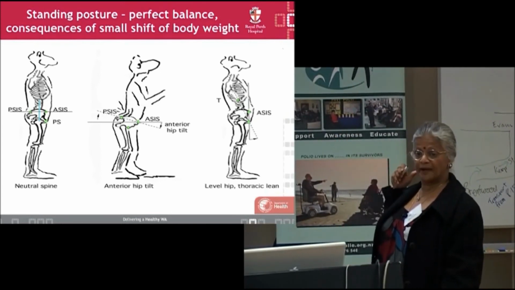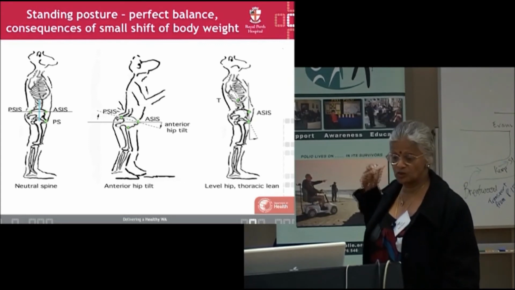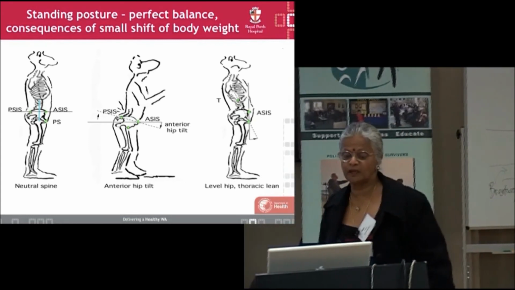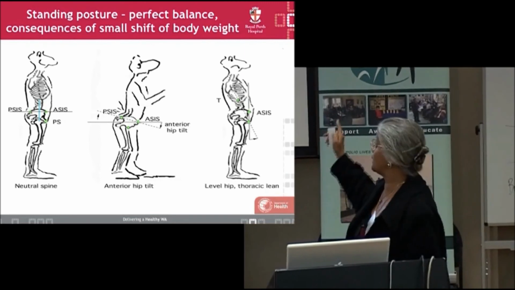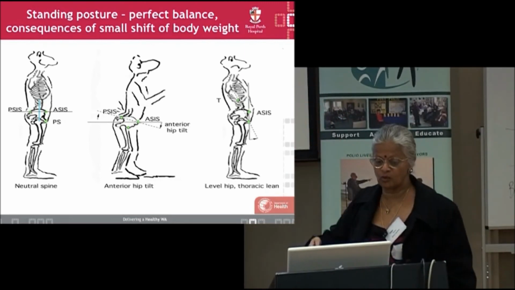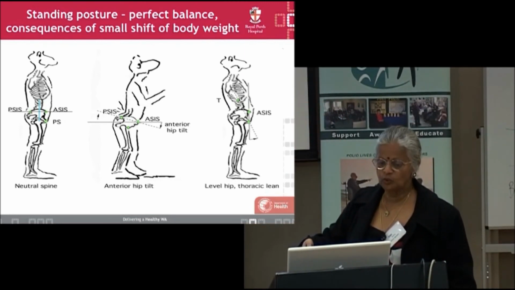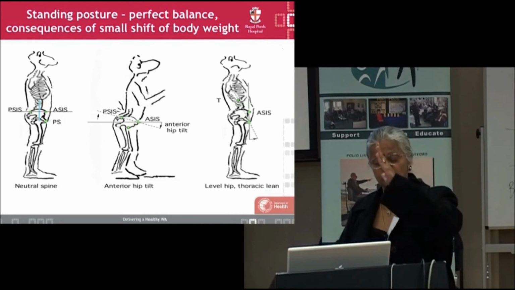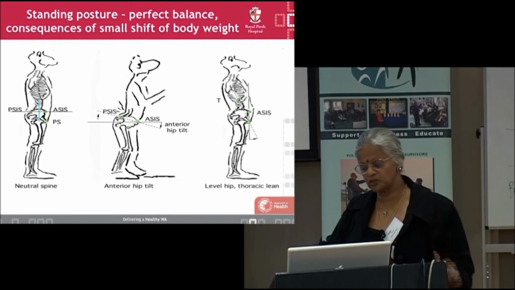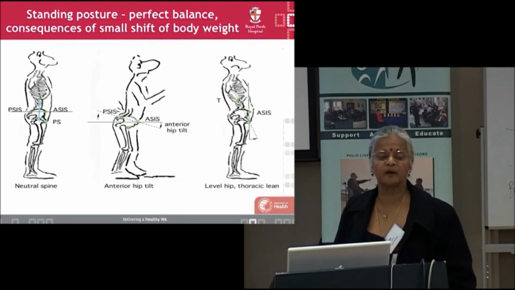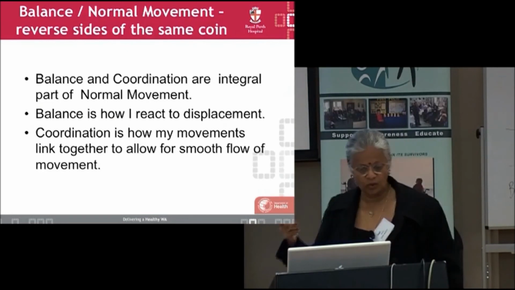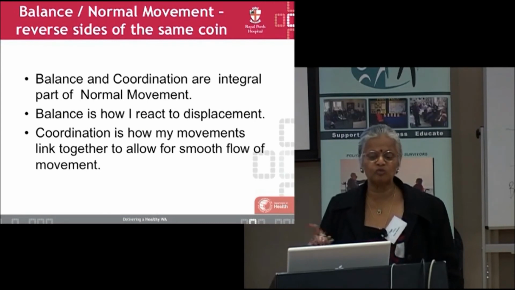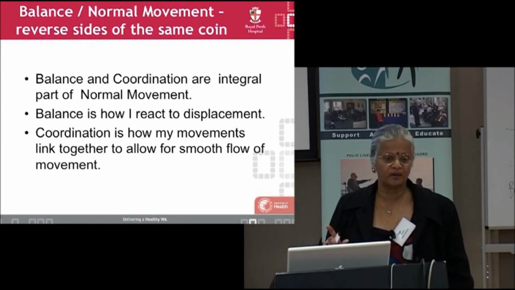So you've got nowhere to go backwards, remember. There's no brace, nothing we can put behind you. So that is why you tend to fall backwards more than forwards in a sense. So you will change your spine. Small shifts in center of gravity will change your spine. And if you hold it in that position for long enough, you've now got a stiff spine and you're there forever. Just going through again, balance and normal movement are the reverse sides of the same coin.